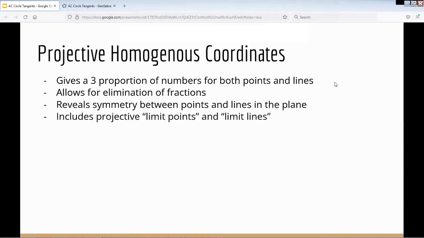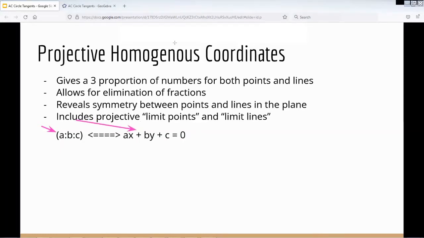It also includes limit points and limit lines. I won't really go over that, but if you're familiar with projective geometry, it's an advantage of this. So here's how it works. In round brackets, this is the equation for a line, okay? And we have a proportion of three numbers, and that represents the line given by this Cartesian equation here, okay? Now for points, we're going to use square brackets, and that third coordinate represents a common denominator.